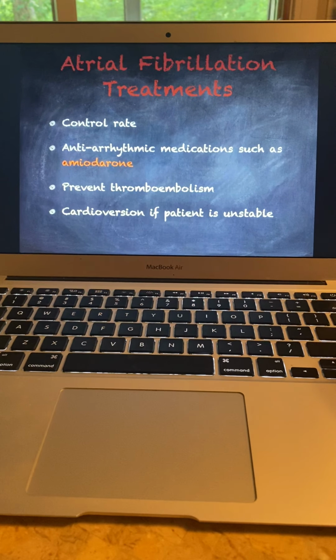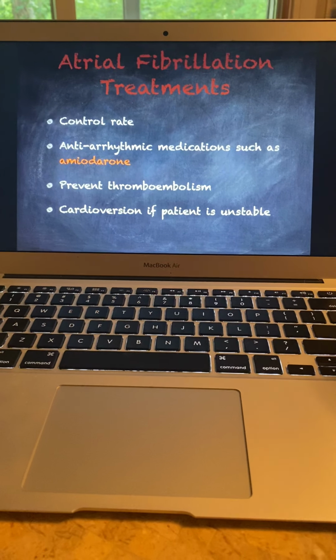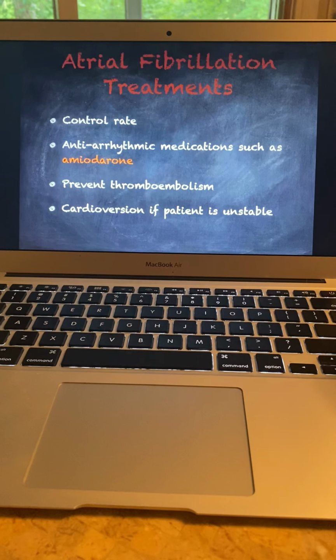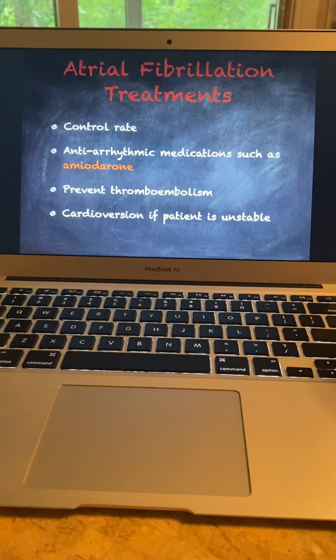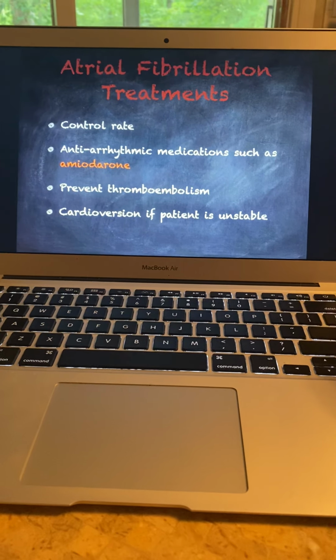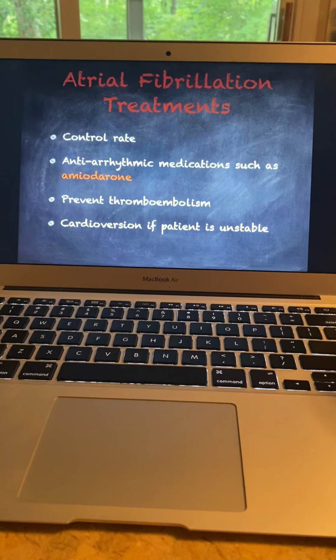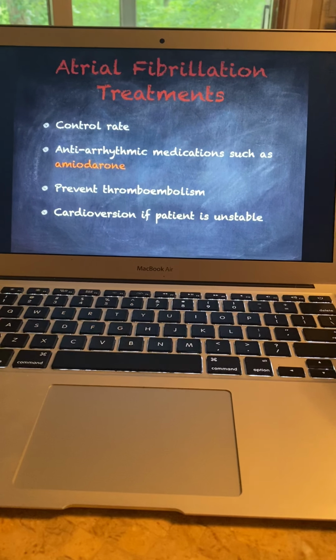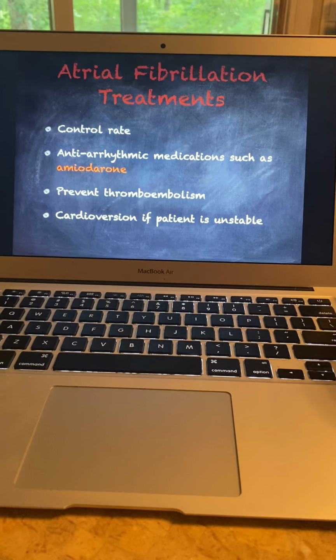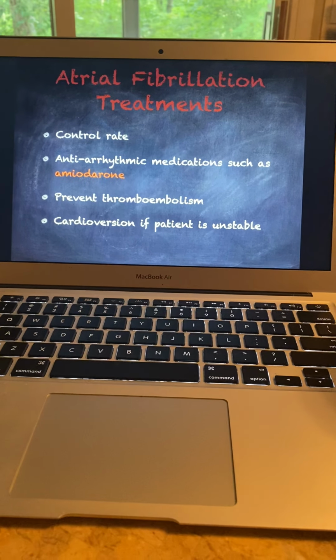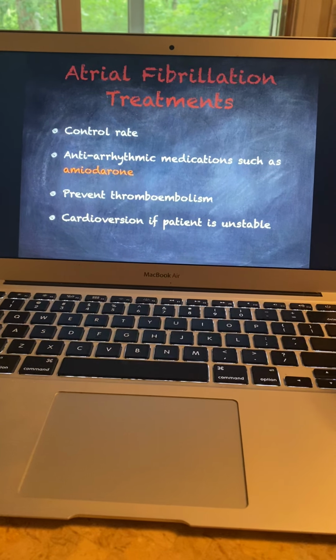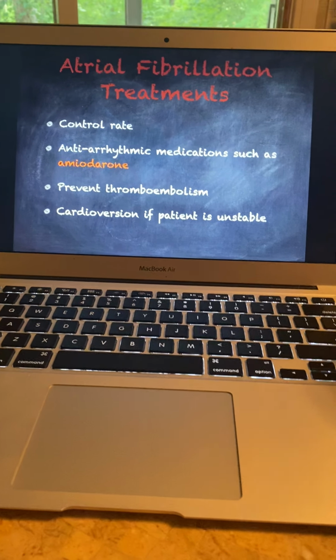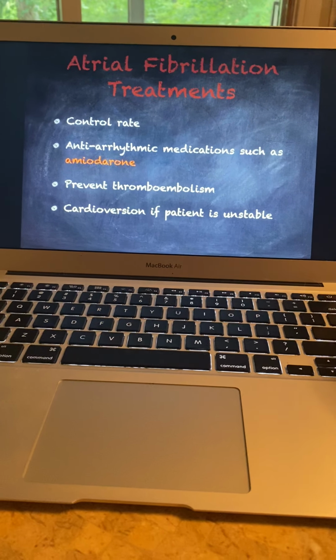Something to think about is amio can be given IV and PO, so you might see patients with chronic AFib that take amiodarone pills at home as well. It's also important, like I mentioned in the previous slide, to make sure that your patient may be anticoagulated if it's indicated, if that's something that they're allowed to be, to prevent thromboembolism.